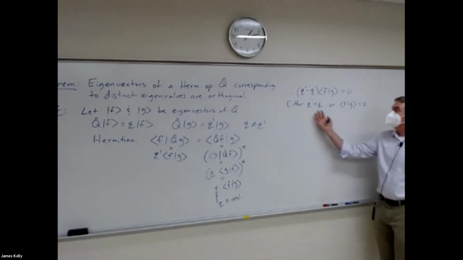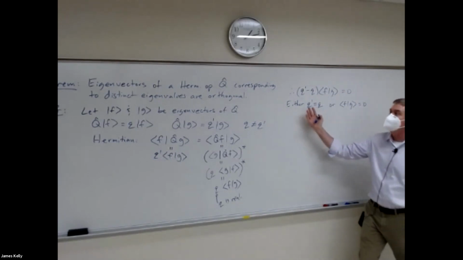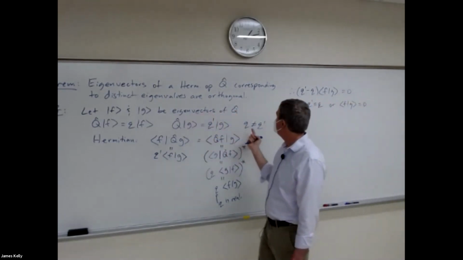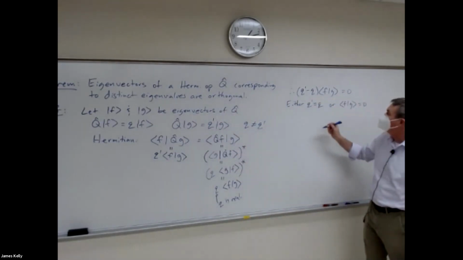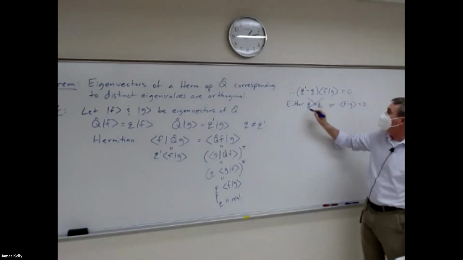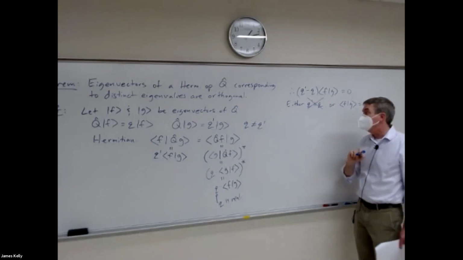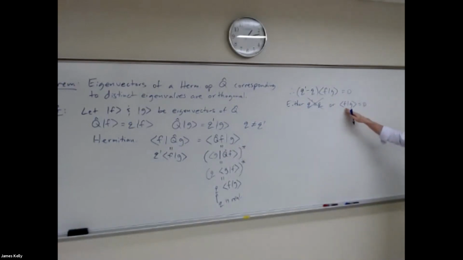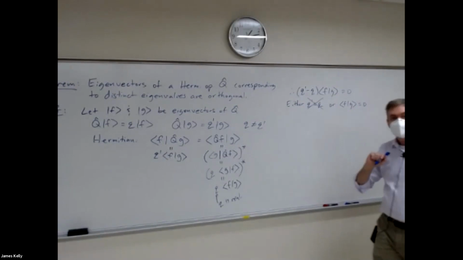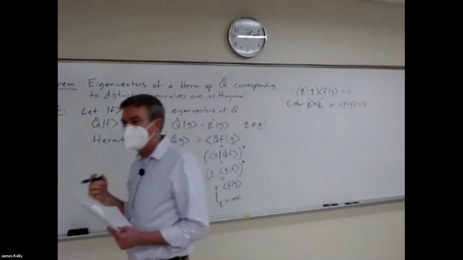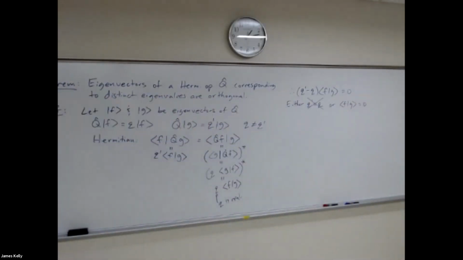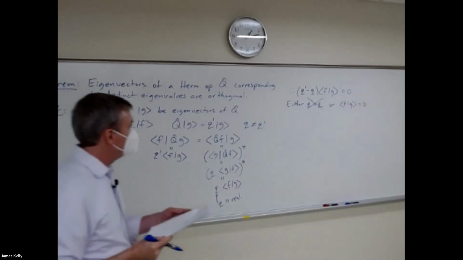And this is not true because we already assumed that the eigenvalues are distinct. Q is not equal to Q prime. So this can't be true by our assumption that the eigenvalues are distinct. And therefore, in this case, the conclusion is that the two states are orthogonal to each other. Okay, so that means that eigenvectors corresponding to distinct eigenvalues are orthogonal if you're talking about eigenvectors of a Hermitian operator.